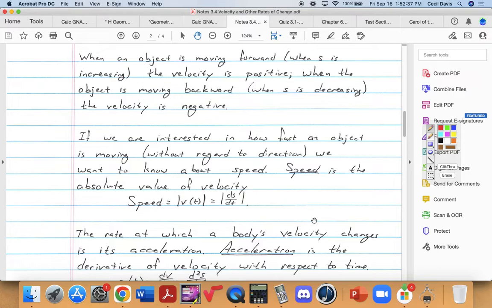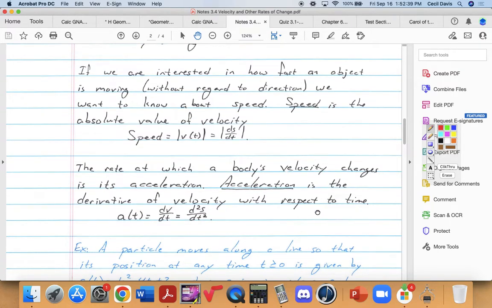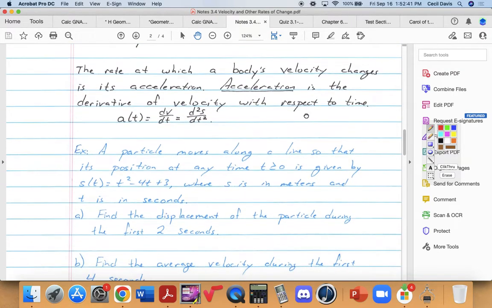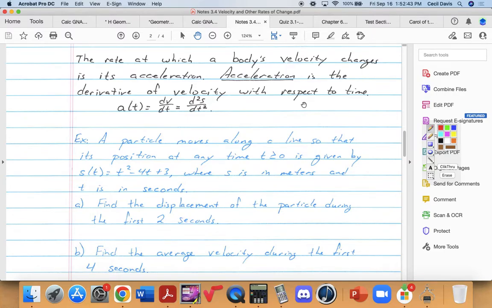Now, the rate at which a body's velocity changes is its acceleration. Acceleration is the derivative of the velocity with respect to time. Acceleration is how fast the velocity is changing over time. So acceleration at time t would be the instantaneous rate of change of velocity with respect to time. And so that's the second derivative of the position function with respect to time.